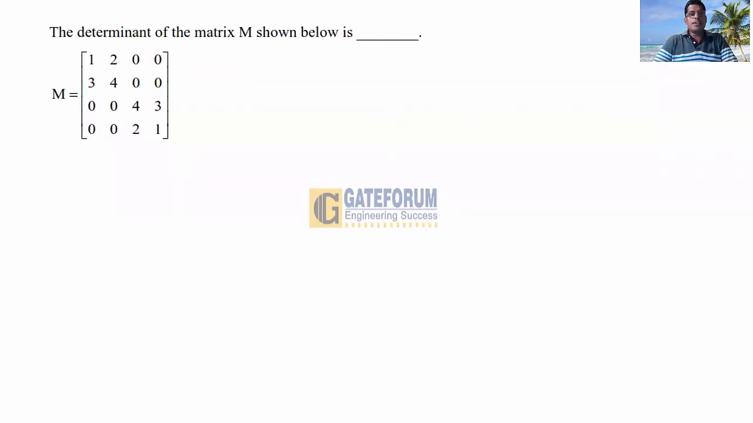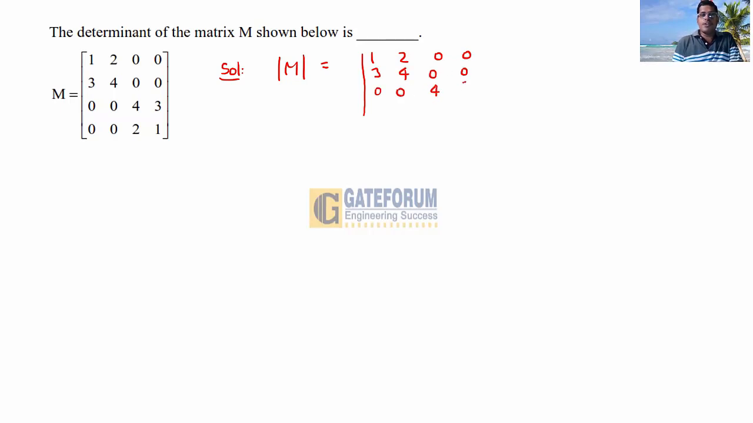The question is: the determinant of the matrix M shown below, M is a 4 by 4 matrix: 1, 2, 0, 0; 3, 4, 0, 0; 0, 0, 4, 3; 0, 0, 2, 1. This question is from engineering mathematics, from the topic linear algebra basics, subtopic determinant. The solution is: determinant of M, this is a 4 by 4 determinant, 1, 2, 0, 0, 3, 4, 0, 0, 0, 0, 4, 3, 0, 0, 2, 1.